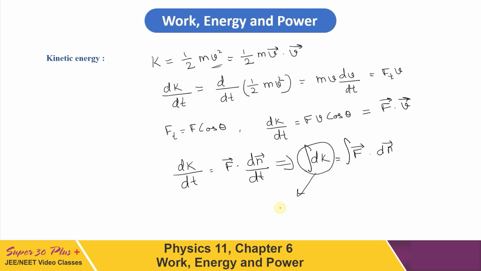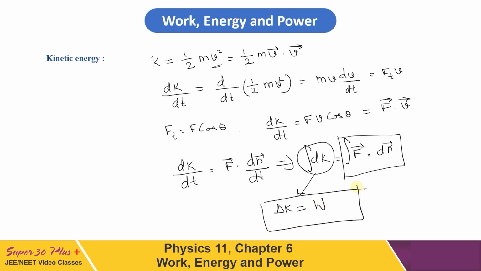It is the change in kinetic energy. Delta K is equal to, can you recognize this term? Integration of F dot dr. Of course, this is work. So it is equal to work. Now here this is work done by the force F, where F is the only force that is acting on the body. So this theorem is called the work energy theorem.